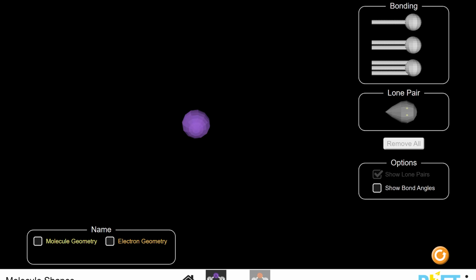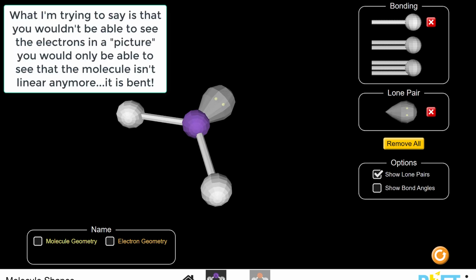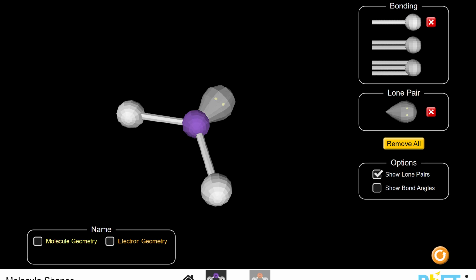So I have an atom, and I'm going to put two atoms bonded to it. All I did was click on the two atoms, and you can see that this is linear. It's a straight line. If I add a lone pair, we wouldn't be able to see the lone pair if we took a picture of the molecule, but we do see that it has changed the shape, because bonds are made from electrons, and electrons are all negative charges, so they're going to move to balanced positions around that atom so that they can get as far apart from each other as possible.